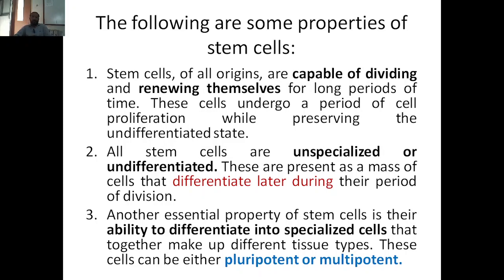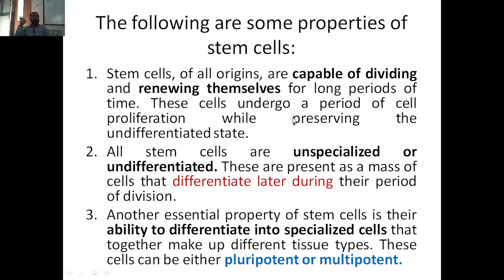There is one more property. The first property, they have a capability to divide, okay, and renew themselves. Second one is they are unspecialized, undifferentiated. When they undergo differentiation, they will give you the specialized cells. The third property is the ability to differentiate into specialized cells that together make up different tissue types. Like these cells can be either pluripotent or multipotent.